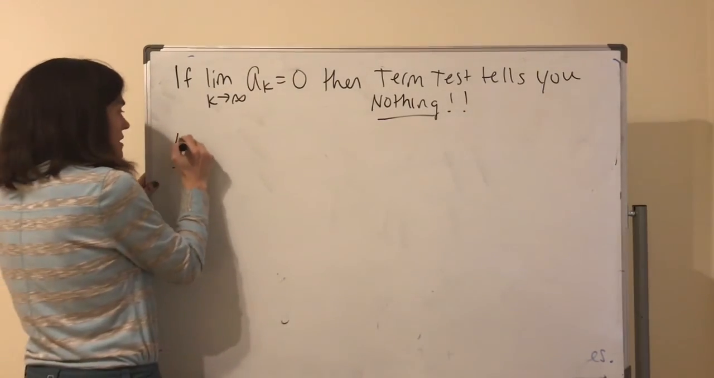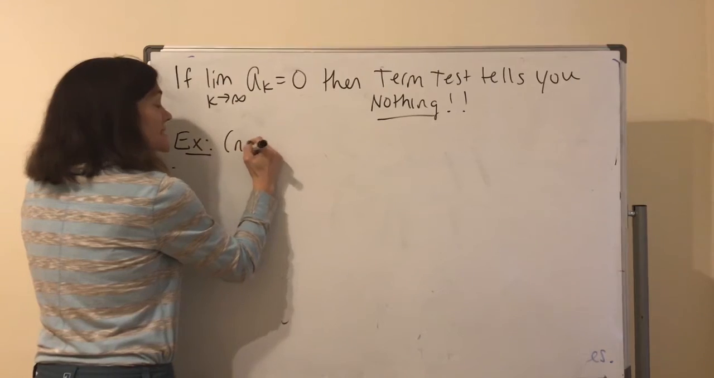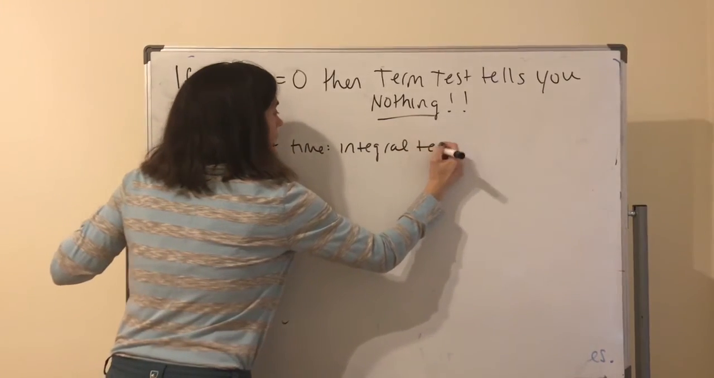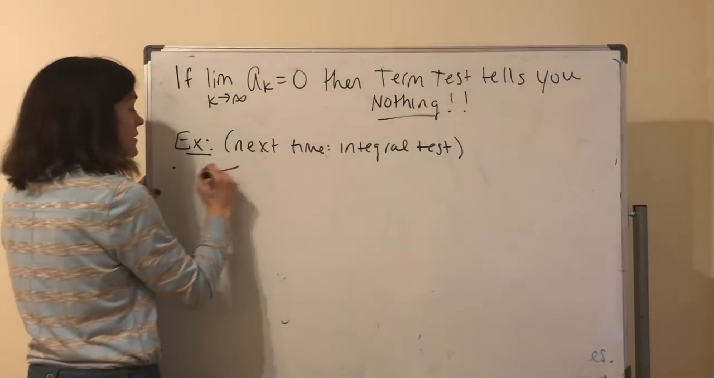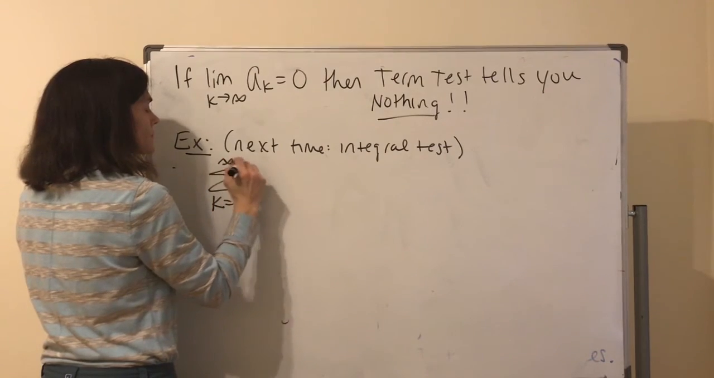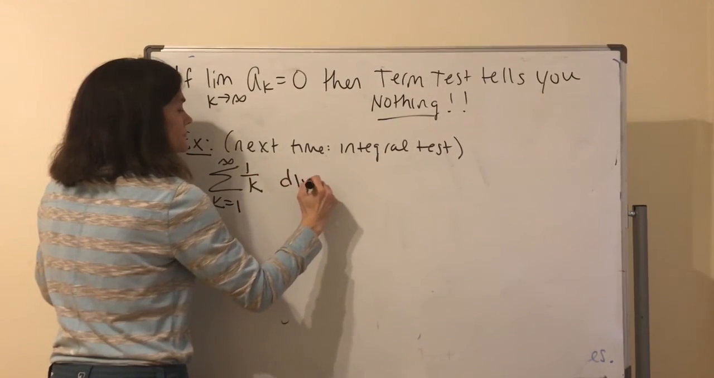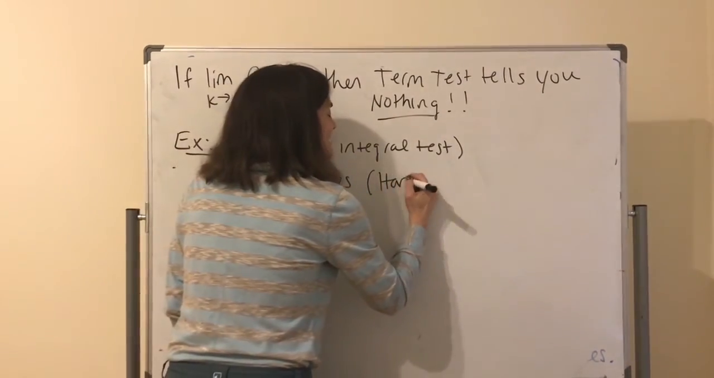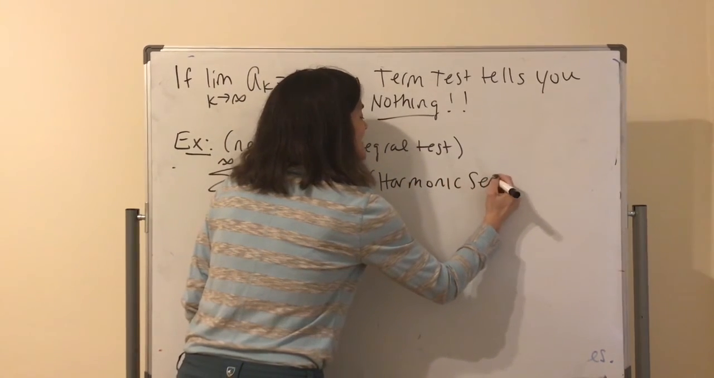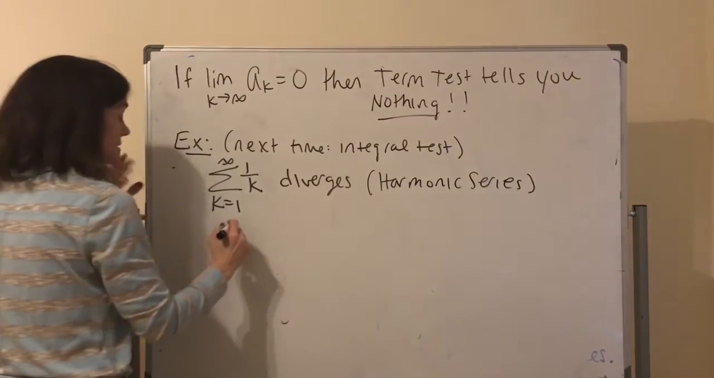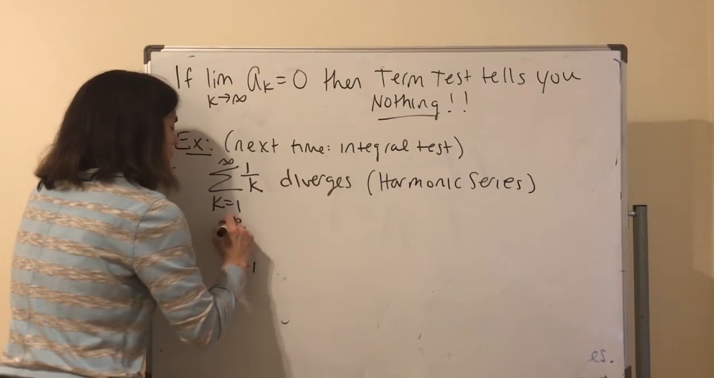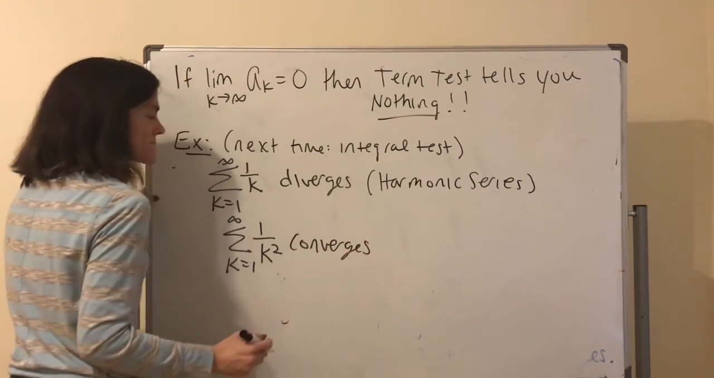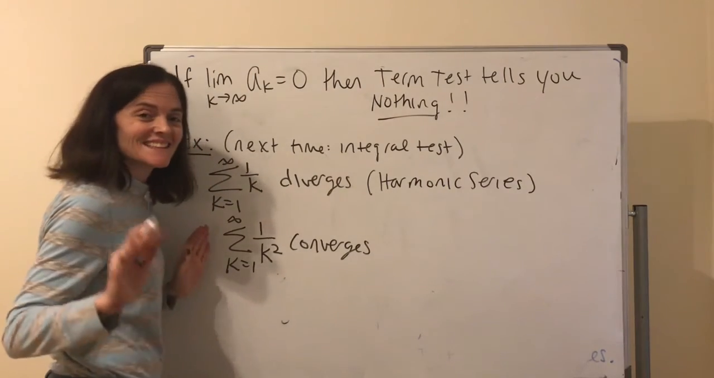So let me just mention, and we will see this next time, using something called the integral test. I will do both of these, but I will tell you, this series diverges. It's called the harmonic series. I will introduce this next time, although I'm introducing it now, so I'll at least give you the name, harmonic series. We will see, diverges. However, this series converges. This is a p-series. Again, we'll see this next time.